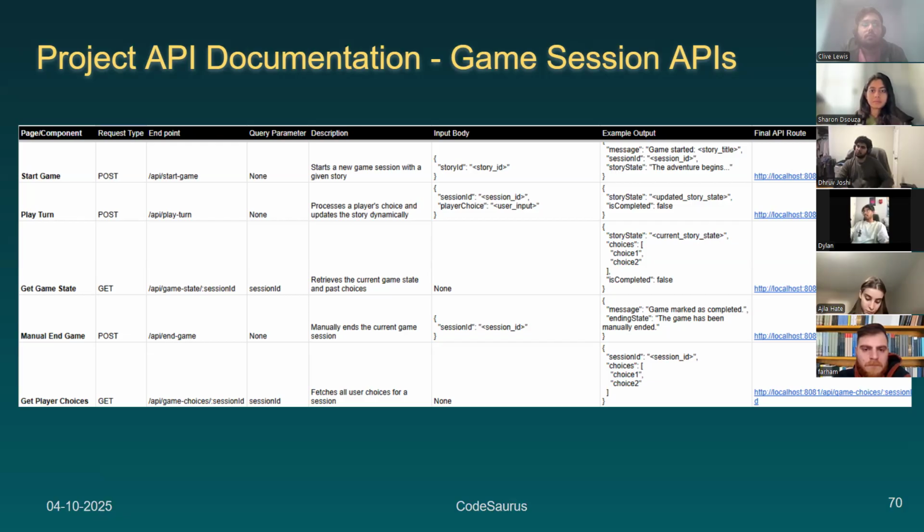Get player choices is to display the chat logs on the front end. So it's API slash game choice slash session ID. For that session, you can fetch all the logs for that session, which is the narrator's log and the user log.